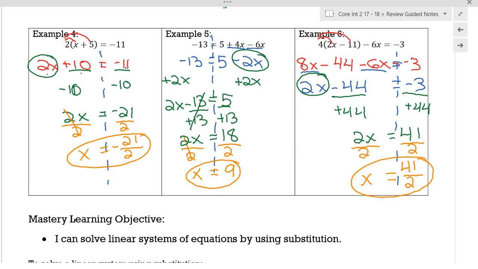All right. And that is all we have for solving one variable linear equations. You can go ahead and start working on the review activity 2.